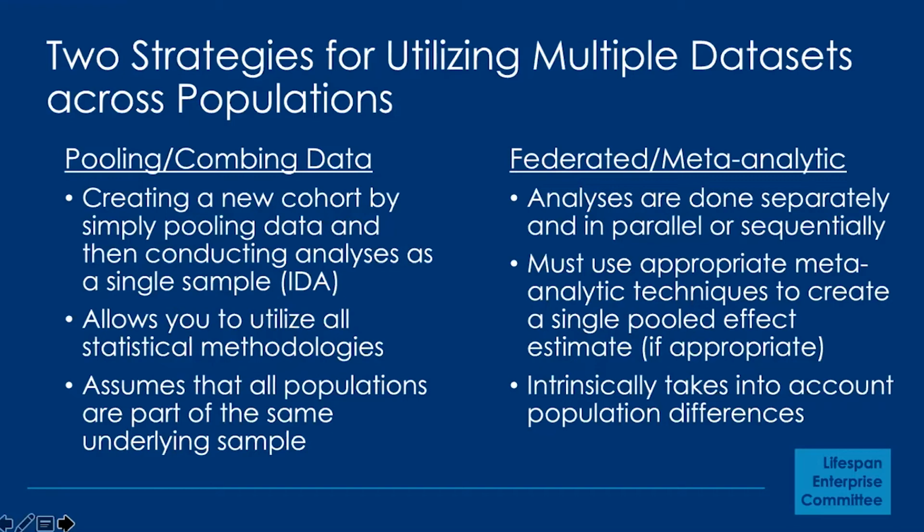Another option is more federated or meta-analytic methods, in which the analyses are done on the harmonized data sets in parallel or sequentially across the cohorts. An advantage of this is that data can be harmonized in different sites around the world and then analyzed in its own home institution, and the outcomes, the effect sizes, can then be meta-analyzed together to create a larger understanding. But you must have appropriate meta-analytic techniques to be able to create that single pooled estimate if it's appropriate. And not all of our statistical methods have that meta-analytic method to combine effect sizes.